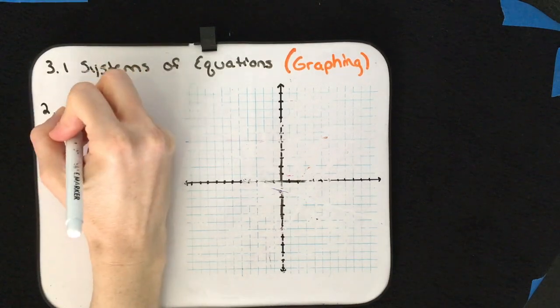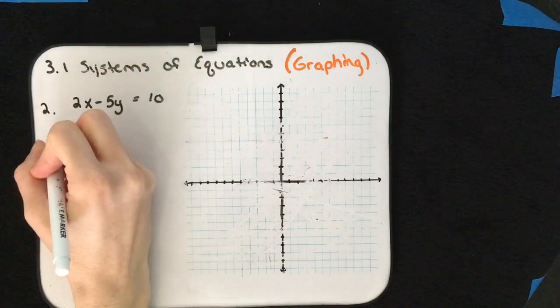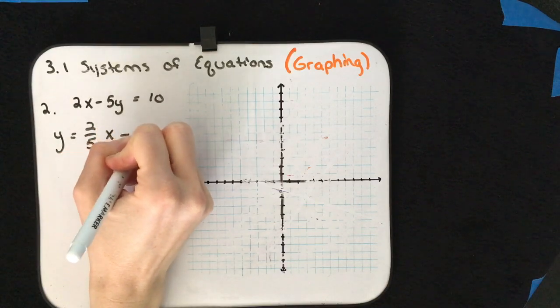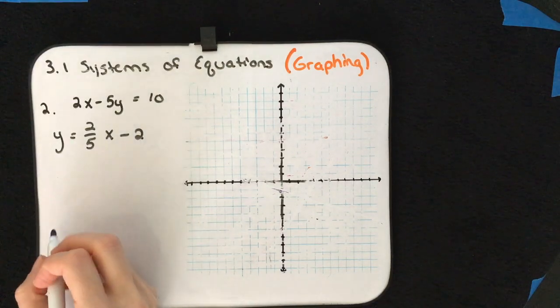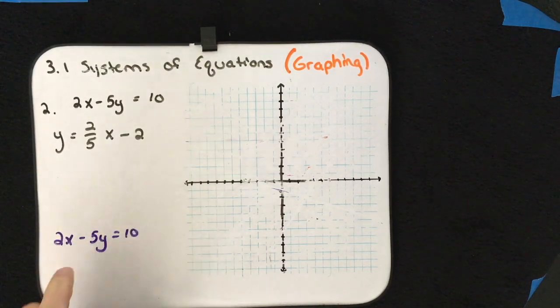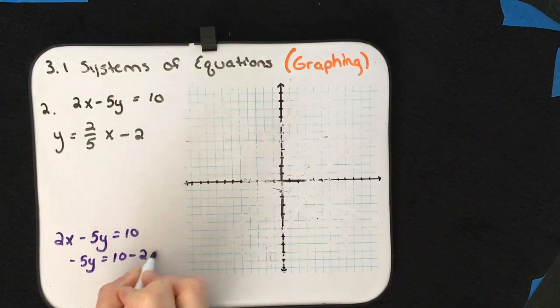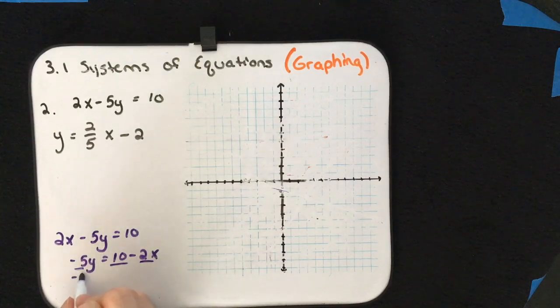Number 2. 2x minus 5y equals 10, and y equals 2/5 x minus 2. So same thing, the first thing that we need is our slope and our y-intercept. I need a little bit more space for this one, so let's work on it down here. So 2x minus 5y equals 10. So I want to solve this for y equals. So let's subtract 2x from both sides. And then let's divide everything by that negative 5. So we'll divide every piece by negative 5.